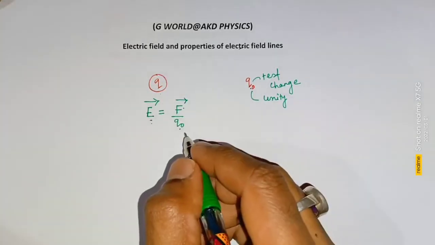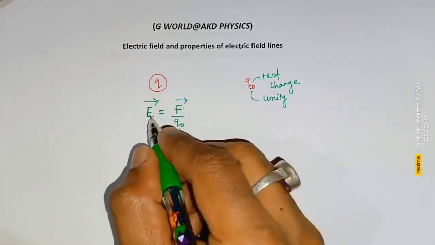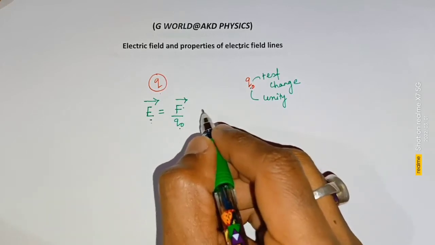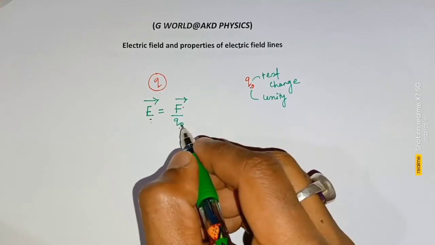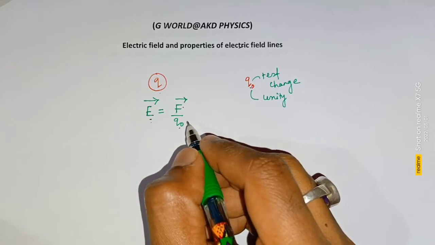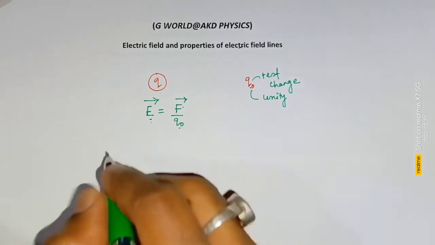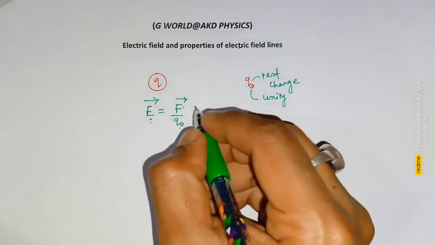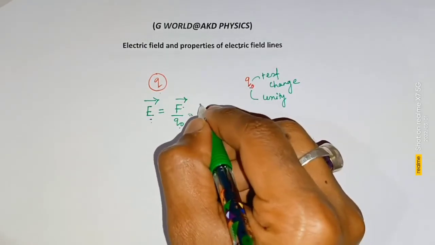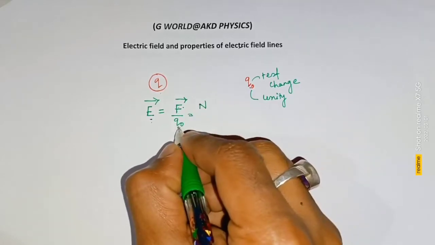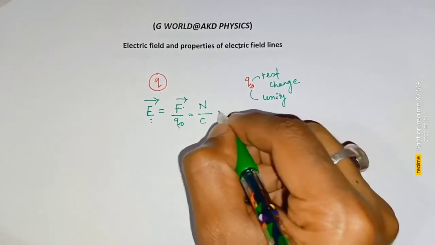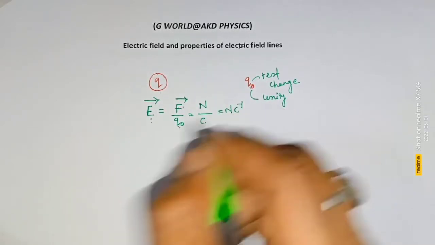Now the question will arise, what is the direction of the electric field intensity? The direction is along the direction of the force, or we can say in which direction this test charge is moving, that is the direction of electric field intensity. If I go for the unit part, electric field intensity is force experienced per unit test charge, Newton, and what is that? Unit is Coulomb. So I can say Newton Coulomb inverse.